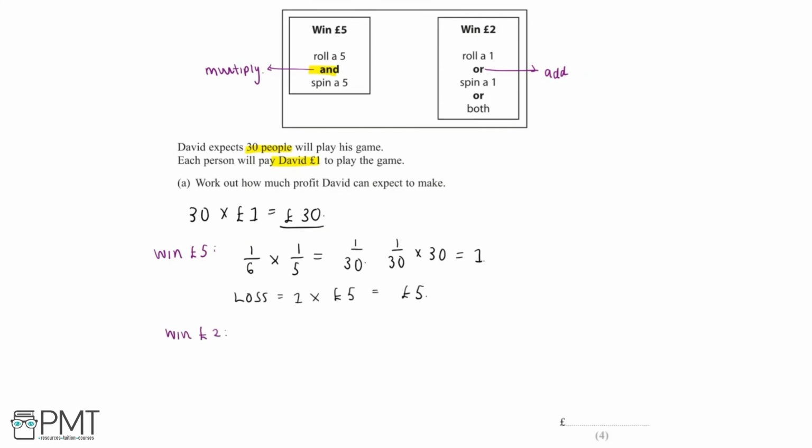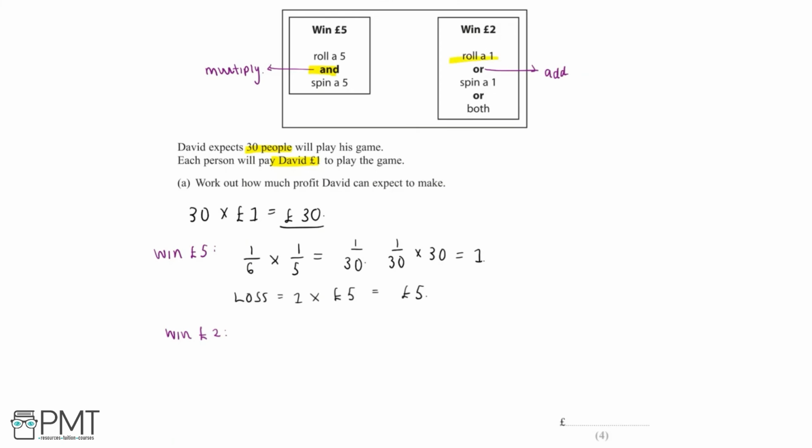Now for a player to win £2, they need to roll a 1 or spin a 1, or both. When a player rolls a 1, the assumption is that the player does not spin a 1 at the same time. And similarly, when a player spins a 1, the assumption is that the player does not roll a 1 at the same time. Now we'll look at all of these separately. We'll start with rolling a 1.